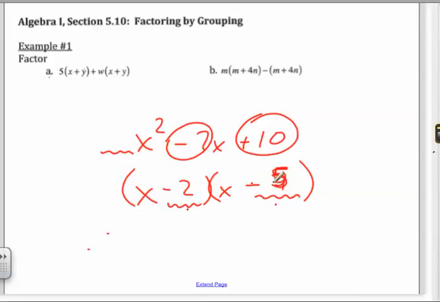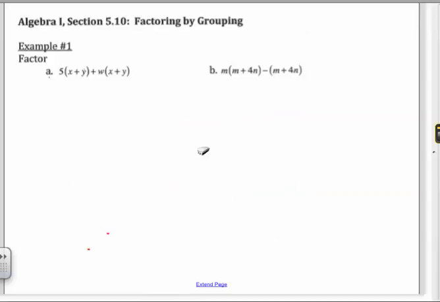All right? And then the last thing that we have done so far is if we have something in front of the x squared, like this, we've got 3, then we have to use the quadratic formula. That's what we did last night. One more thing. The last thing that we're going to do is factoring by grouping.